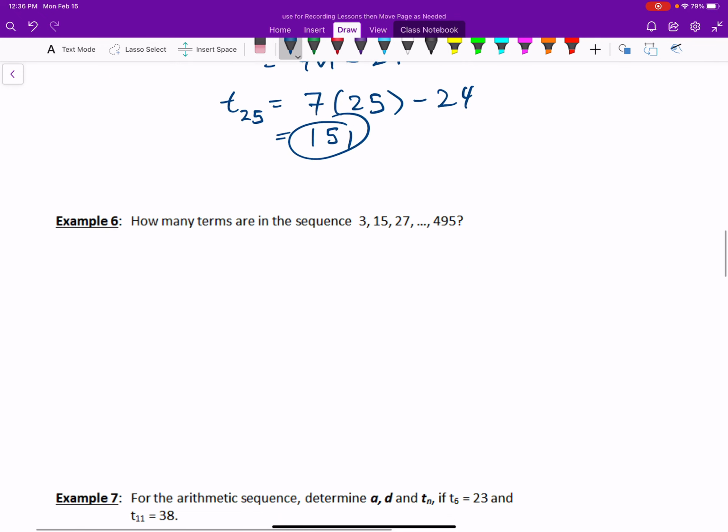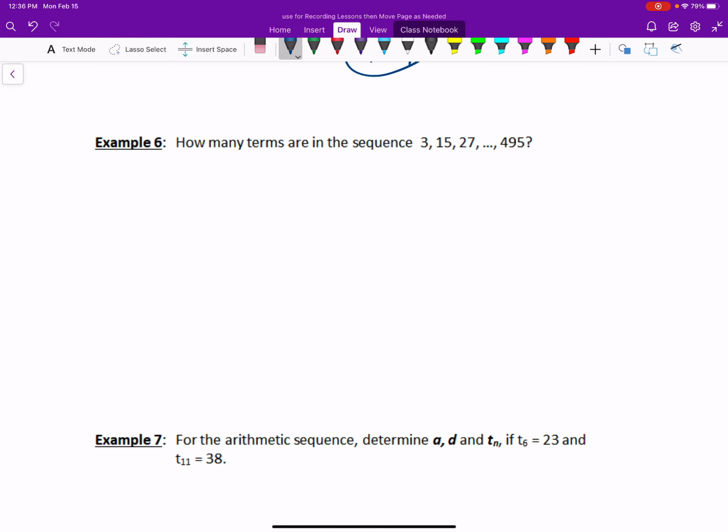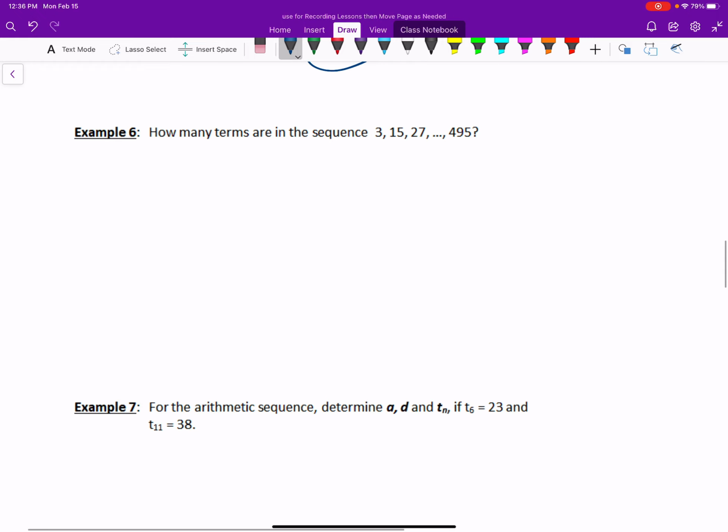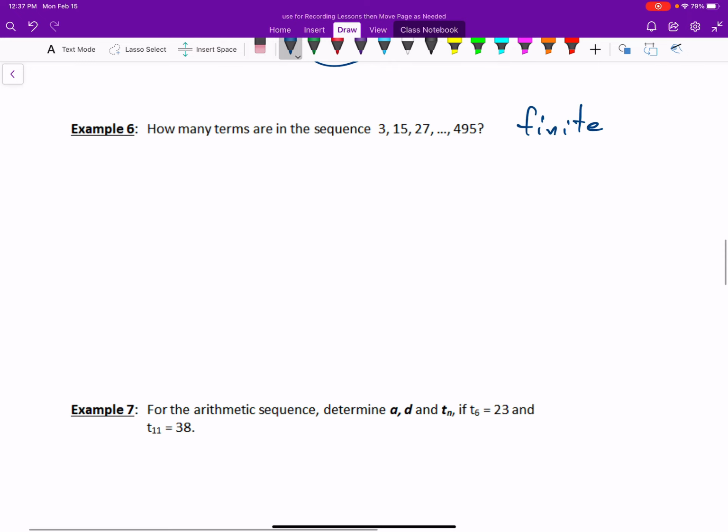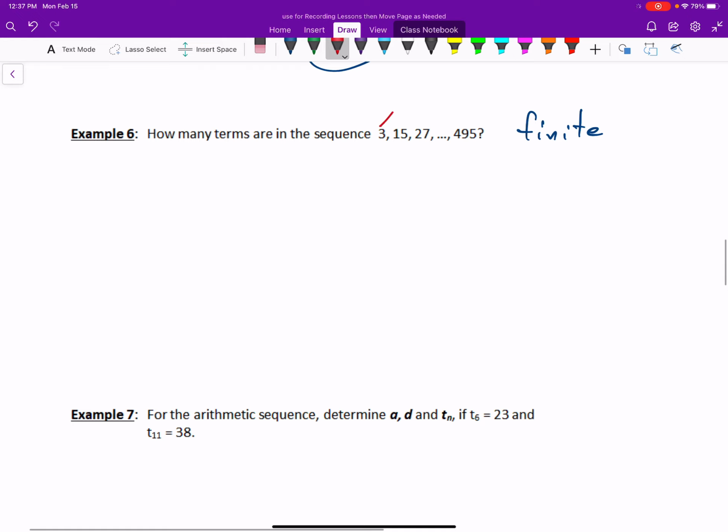How many terms are in the sequence 3, 15, 27, up to 495? This is a finite sequence, right? It has an end. And if it's arithmetic, it must have a common difference still. So 12, 12. It's going up by 12 each time. Okay, so D equals 12.